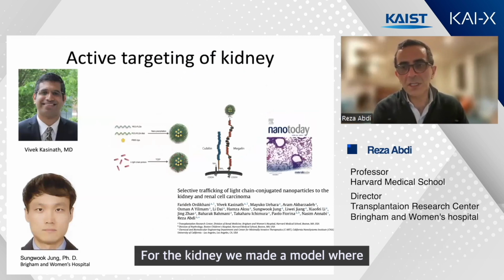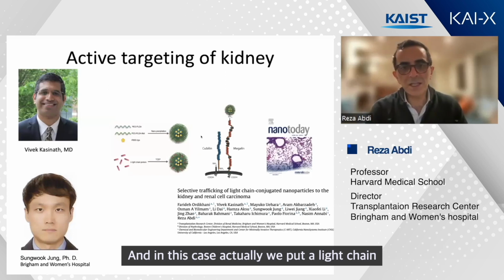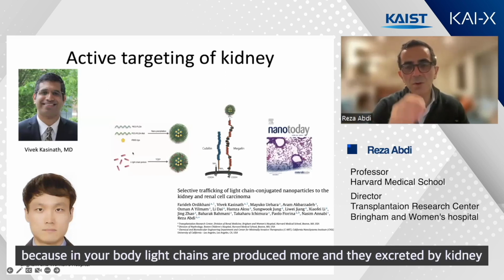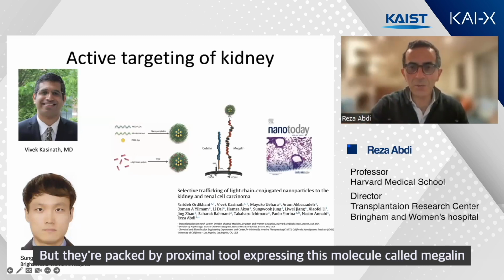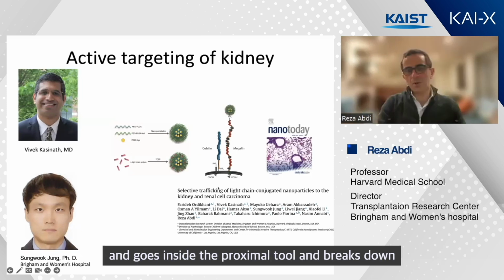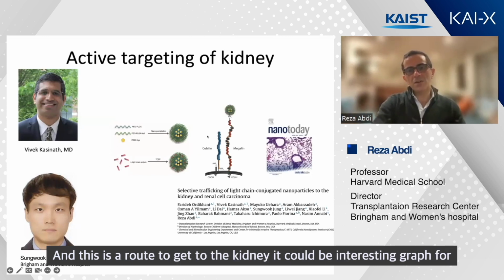For the kidney, we made a model where we targeted the receptor on the proximal tubular cells called megalin. And in this case, actually, we put a light chain, because in your body, light chains are produced and they are excreted by the kidney, but they're picked up by the proximal tubule expressing this molecule called megalin, and go inside the proximal tubule and break down. So in this case, we actually didn't use antibody, we used light chain. And this is a route to get to the kidney.